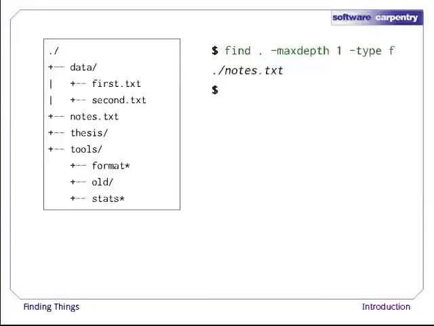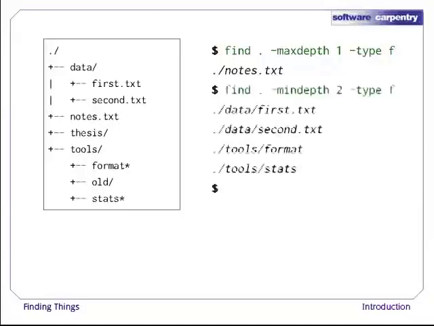If we don't want to go that deep, we can use -maxdepth to restrict the depth of search. Here, -maxdepth 1 tells find to only look at this level, so the only file it finds is ./notes.txt. The opposite of -maxdepth is -mindepth, which tells find to only report things that are at or below a certain depth. -mindepth 2 therefore finds all the files that are 2 or more levels below us.